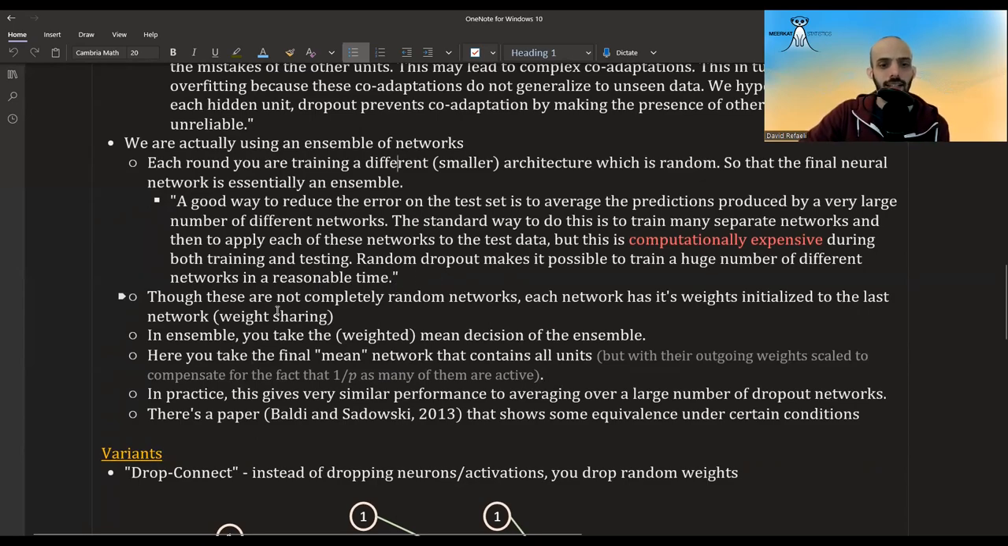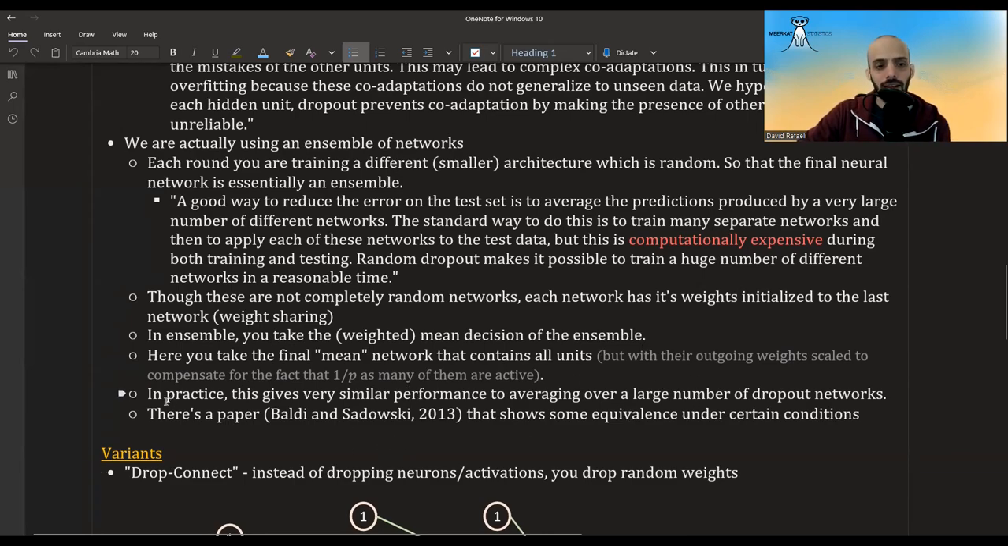It's not exactly an ensemble because, for example, it's not like each network starts from a random position. No, each network gets the weights from the previous round. So there's a form of weight sharing between the networks. And also in an ensemble, you take the weighted mean decision of the ensemble. Here you take the final network, which is called the mean network, that contains all the units. You scale it a bit. We'll talk about it in a second.